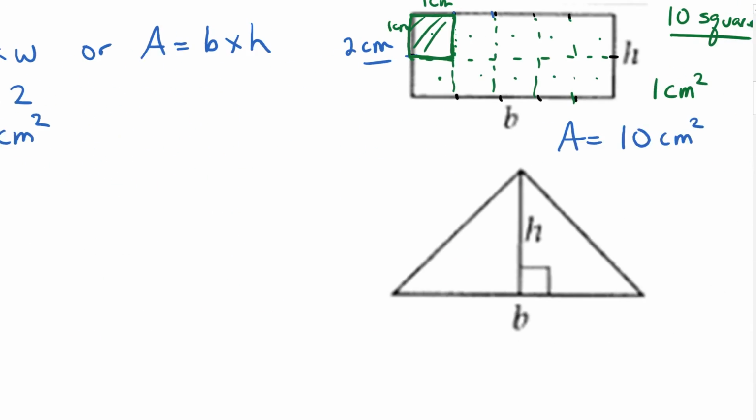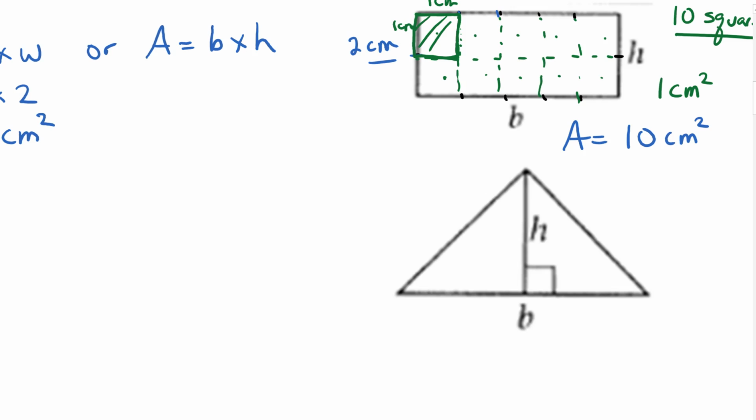For a triangle, it's a little bit different. For a triangle, we have to identify not all the sides, but a base and a height. Here I've drawn a base, and here is a height. The important thing is that the angle between the base and the height is 90 degrees.